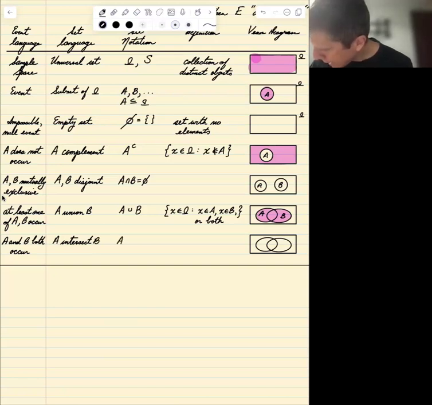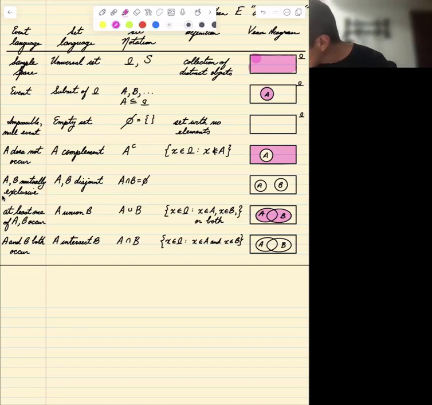Written A upside down U B, that's the notation. And this is the set of elements such that X is in A and X is in B. In the diagram, it's only the overlapping piece, right? So it's only the part where A and B overlap. Okay.